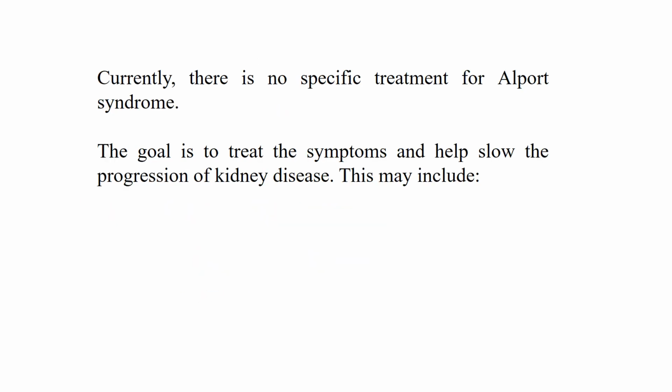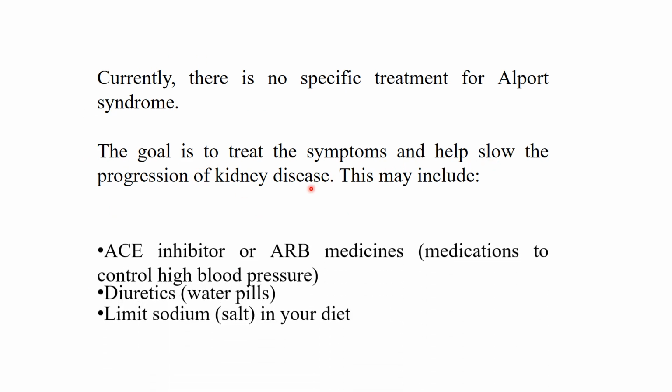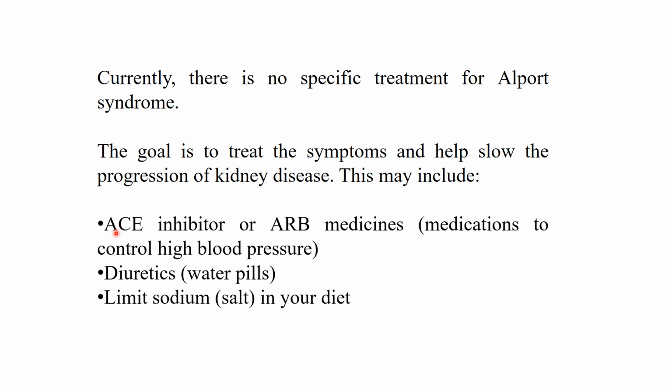Currently, there is no treatment for Alport syndrome. The goal is to treat the symptoms, that is symptomatic therapy, and help slow the progression of kidney disease. This may include angiotensin converting enzyme inhibitors or ARB medicine. These are the medications to control high blood pressure, diuretics, that are water pills, and limiting sodium salt in the diet.